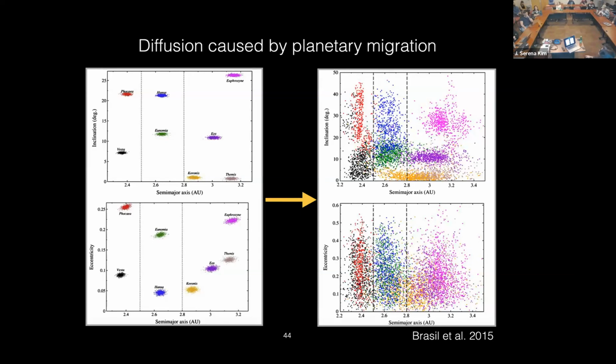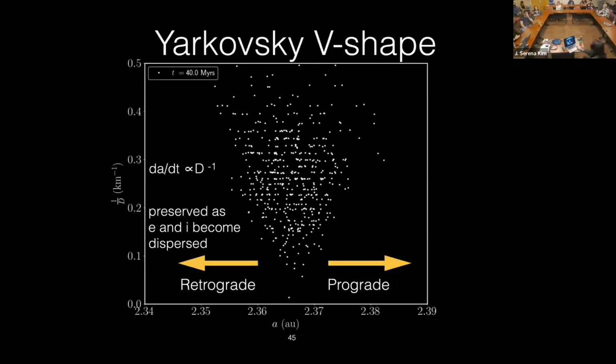But one thing I want you to notice here is that while the eccentricity and inclination spread out all over the place, the semi-major axis distributions remain more or less intact. So what you are preserving in this planetary migration scenario is the semi-major axis distribution that those asteroid family fragments had at the time that the planetary migration occurred. This is going to become very important in a few slides when I discuss really old asteroid families.